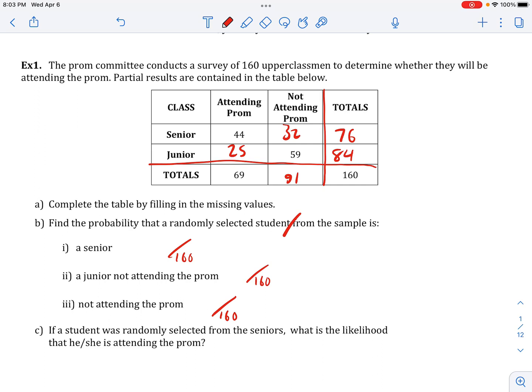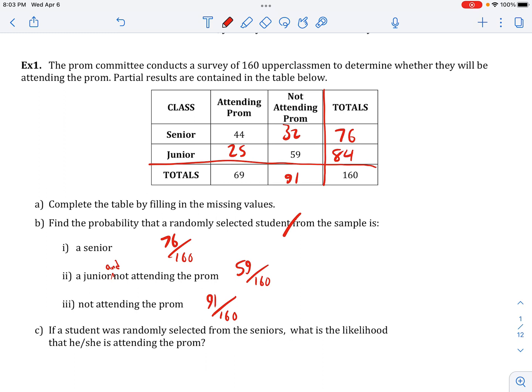So out of those 160, how many are seniors? That's just going to be 76. How many are not attending the prom? That's 59. And junior. Sorry, this is like saying junior and not attending the prom. Not attending the prom just in general is going to be 91.